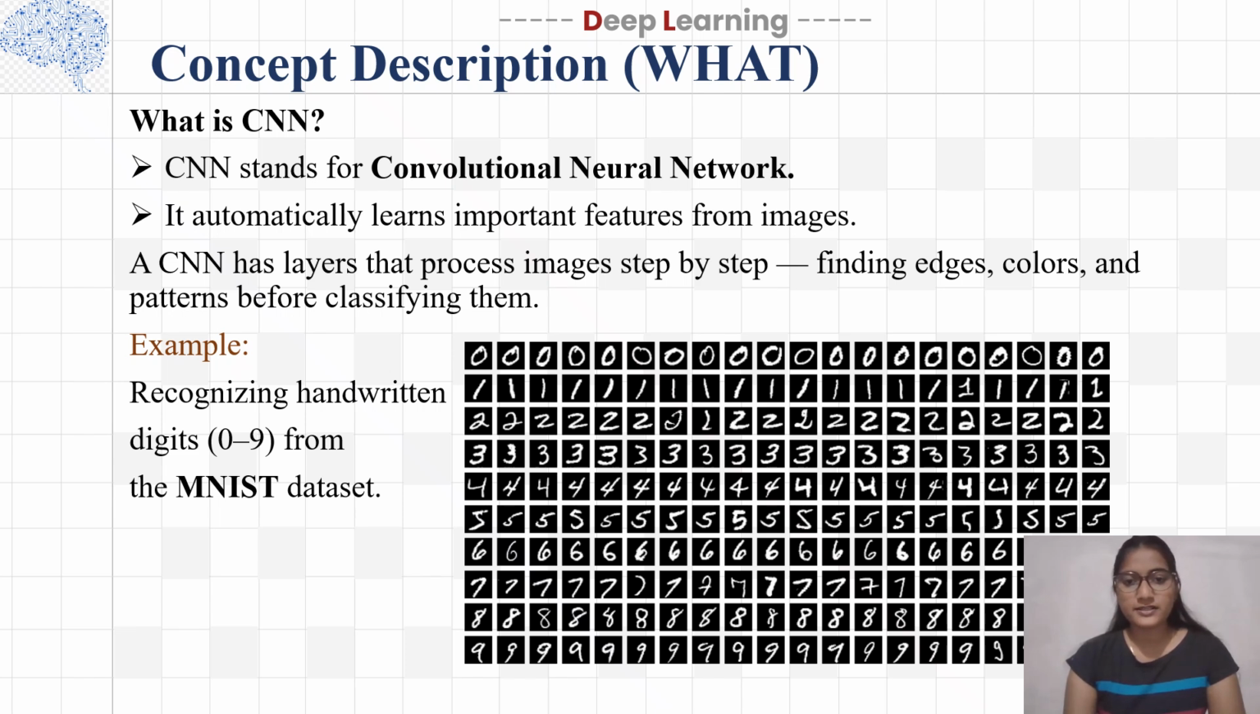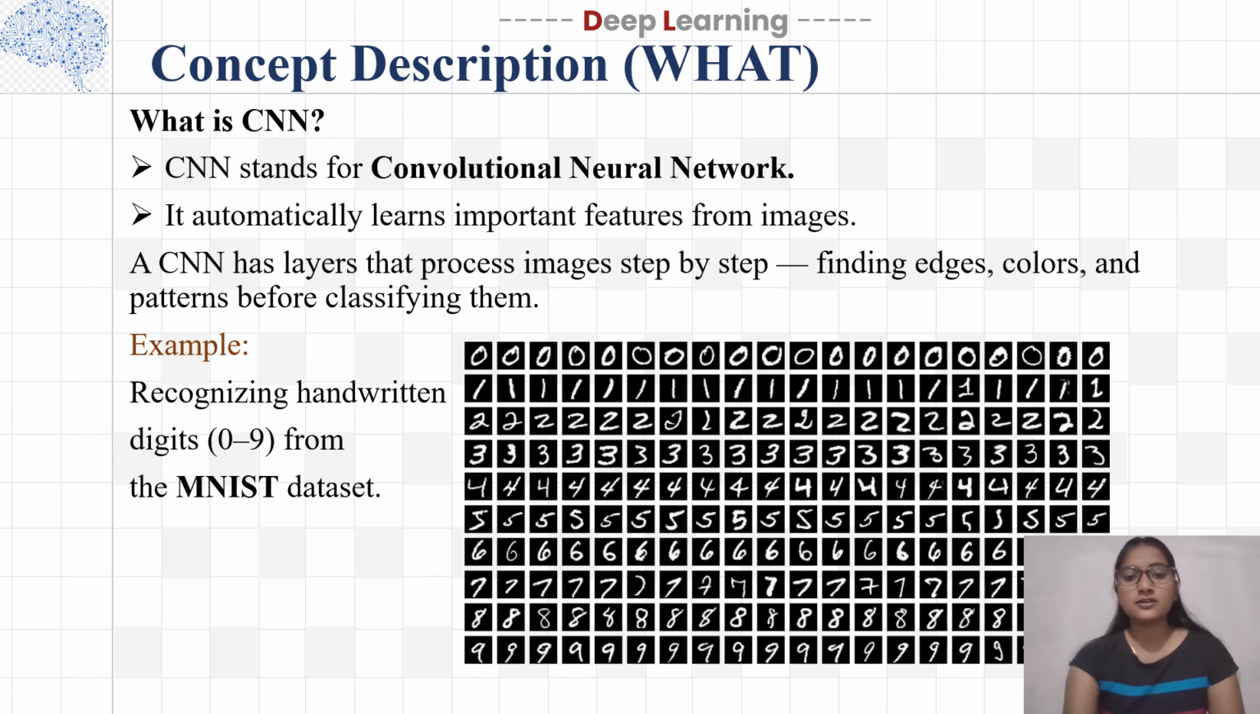Let's briefly understand the main layers of CNN. The first one is the convolutional layer. It detects small patterns in the image like edges, corners, and textures. The second one is a pooling layer. It reduces the image size but keeps the essential features, making computation faster. And the third one is a fully connected layer. It combines all the learned features and predicts the final class. Together, these layers transform simple pixel data into meaningful information.